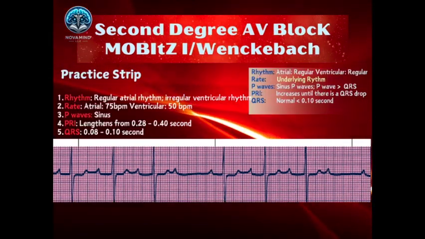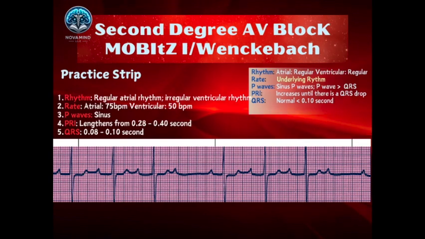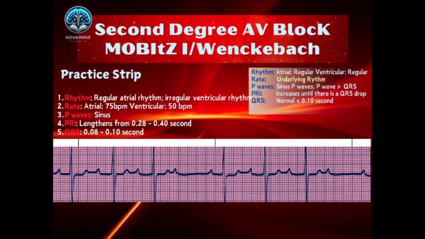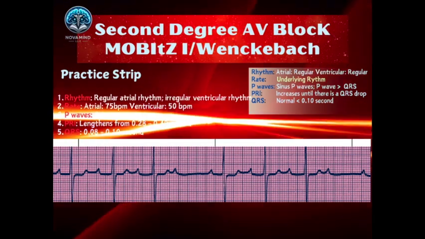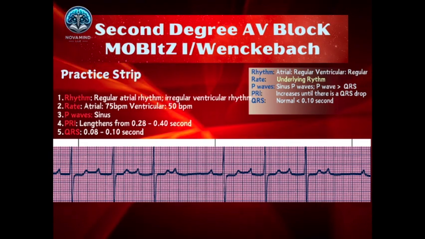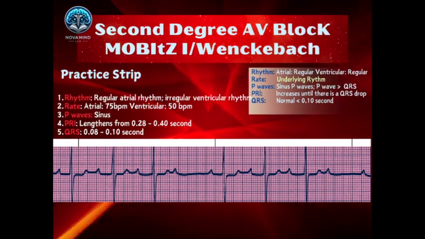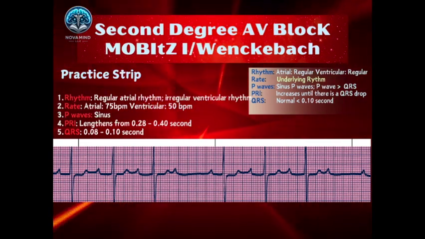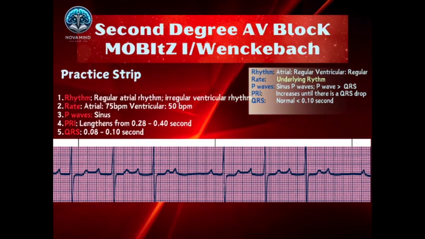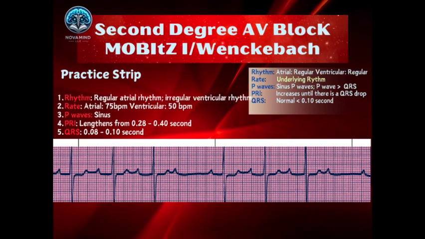Now let's do a practice strip. Let's go through the analysis of this EKG rhythm, starting with the rhythm. The rhythm here shows a regular atrial rhythm, meaning the P waves are consistently spaced, indicating that the sinus node is pacing the atria at a regular rate. However, the ventricular rhythm appears irregular, which is often due to an intermittent conduction block between the atria and ventricles.